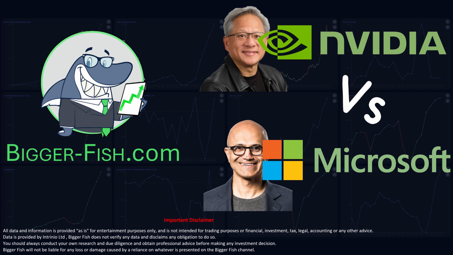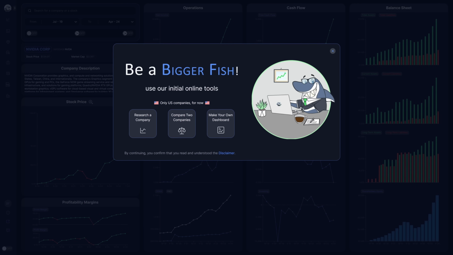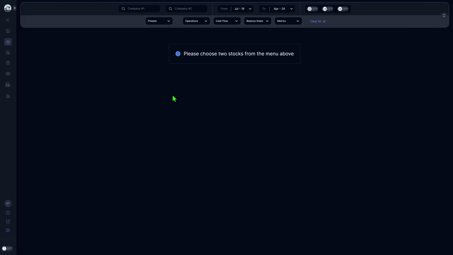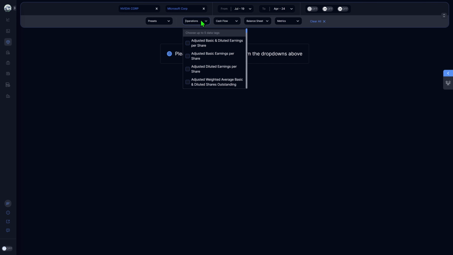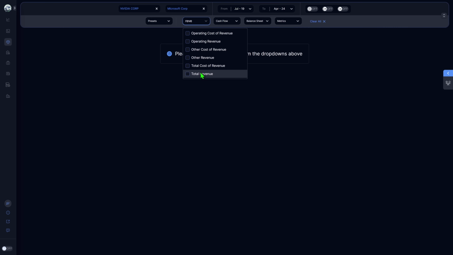The top three. Microsoft, Apple, and NVIDIA are currently the largest companies by market cap. We're using biggerfish.com to compare their performance over the last 5 years by looking into four key financial metrics, starting with NVIDIA and Microsoft. You can use biggerfish.com too to gain your own insights. Starting with revenue.